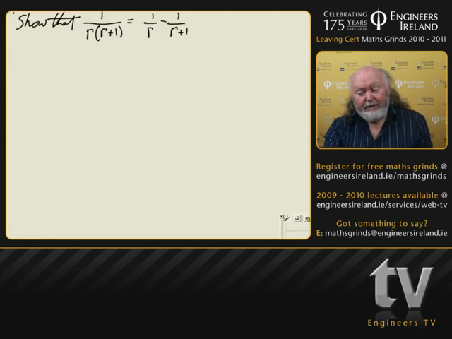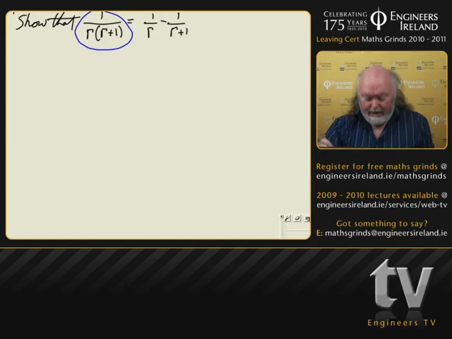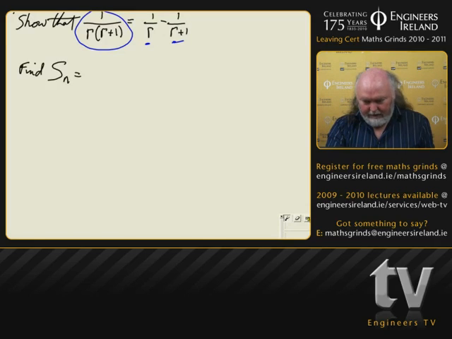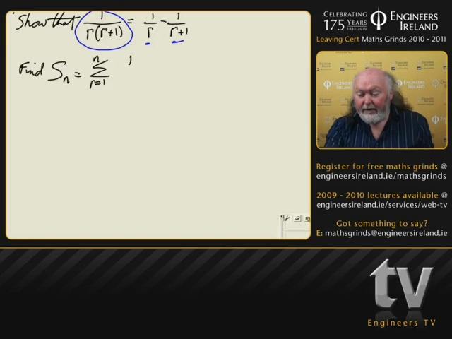Now this first little bit is to just introduce you to a little trick, because one of the things you'll often have to do is break up a term like this into its two simpler terms, like that. But the real question that they want to ask you is find Sn, which is this sum as r goes from 1 all the way up as far as n, of 1 over r.